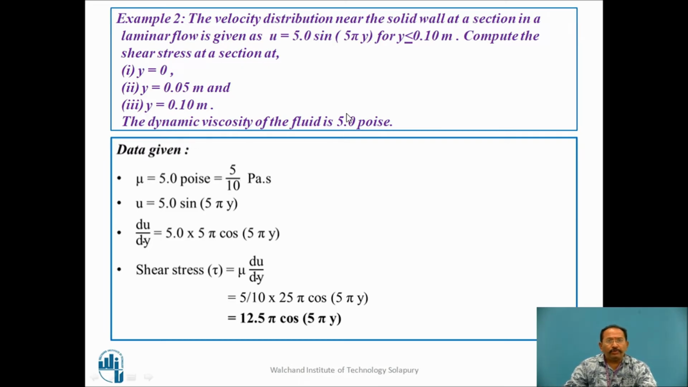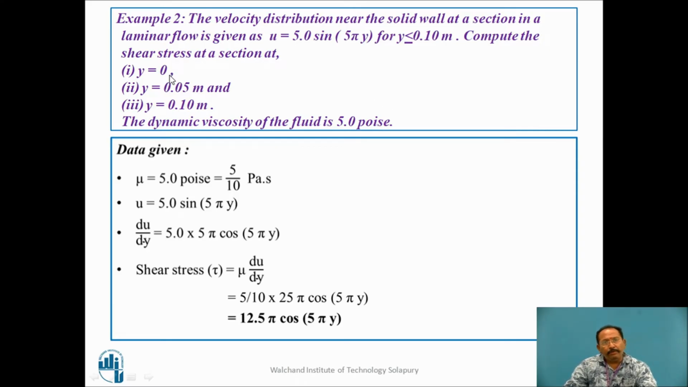The velocity distribution near the solid wall at a section in a laminar flow is given as u is equal to 5 sine of (5 pi y), for y less than or equal to 0.1 meter. Compute the shear stress at the section.